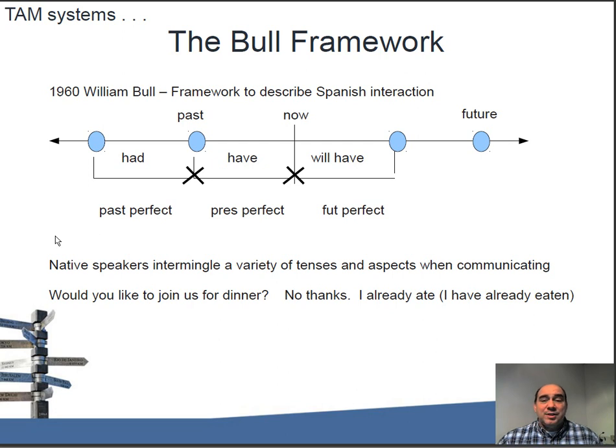Bull's idea for this framework of jumping in between tenses and aspects included four time frames, which were past, present, future, and hypothetical. He was actually doing this to try to describe Spanish interaction for learners of Spanish, and Larsen-Freeman and Celce-Murcia have taken this idea and are trying to incorporate it into teaching English language learners about our tense and aspect. Native speakers intermingle a variety of these tenses when communicating. And so, just like the example I gave you, I have a headache, I have had it for 2 hours, so I'm going to: past, present, future.